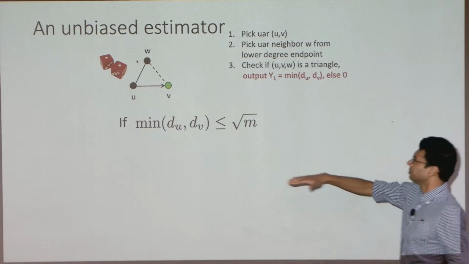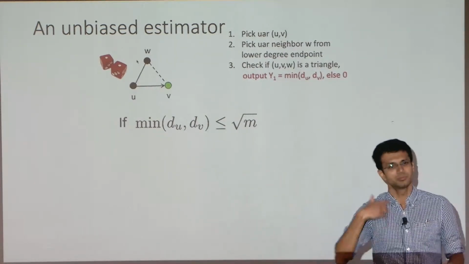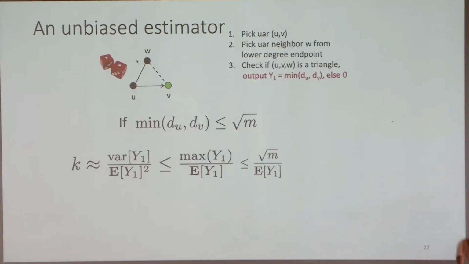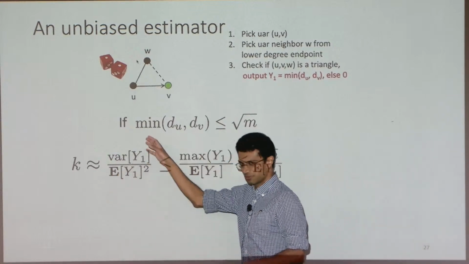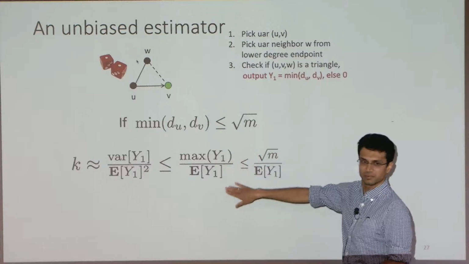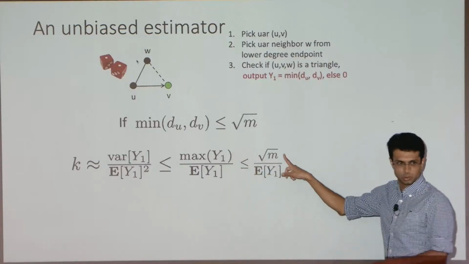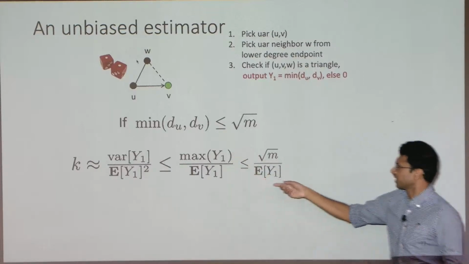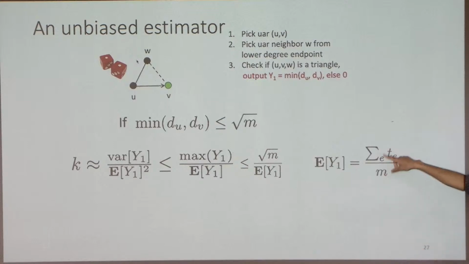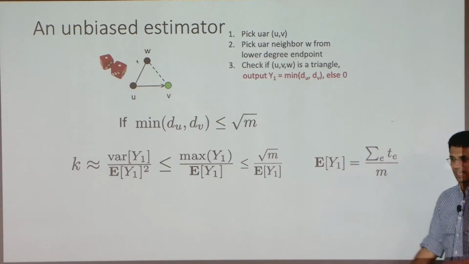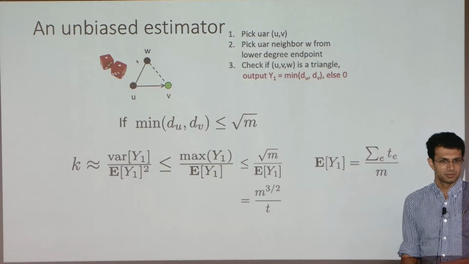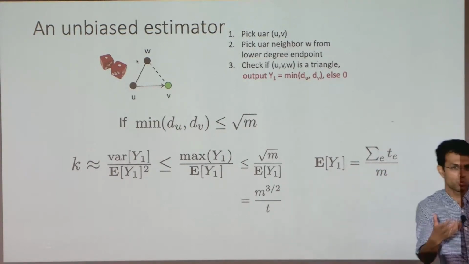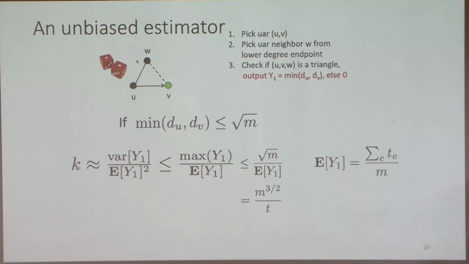So suppose this min of du, dv was exactly root m. Just assume that was the case. Then let's go ahead and again just plug in our bound here. So we have the variance divided by the expectation squared, which is at most the max divided by the expectation. The max is root m. And the expectation is exactly the average t_e value. So if you plug that in over there, you get m to the 3/2 divided by t. So it at least starts telling you what is the expression you can hope for in the best case.